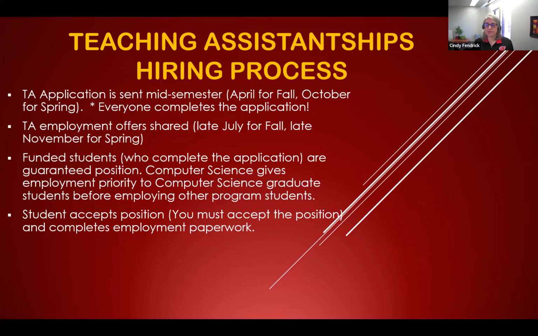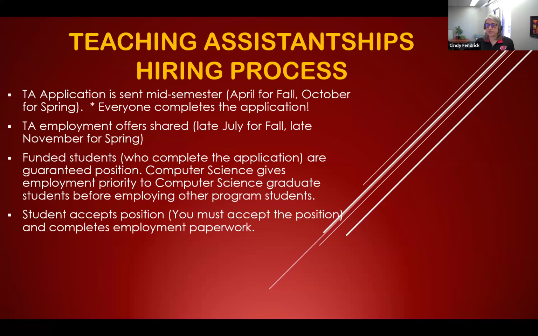Again, everyone should complete the application unless you have 100% commitment from a faculty member that you're going into an RA position. TA employment letters will be emailed out to you around late July for the fall and then late November. You will get this email and you will be asked to accept this offer of employment because it is an offer of employment. So you will need to accept that offer.